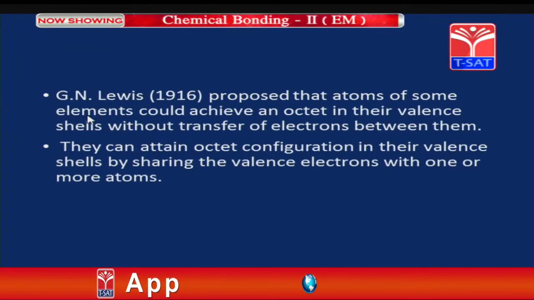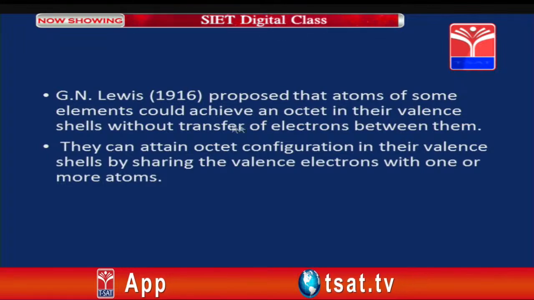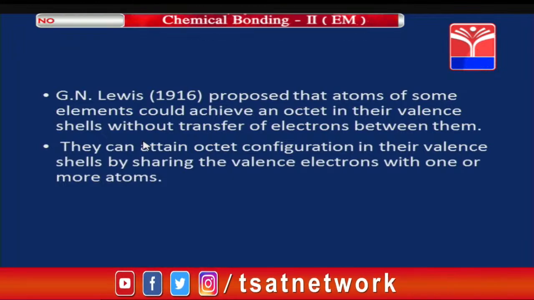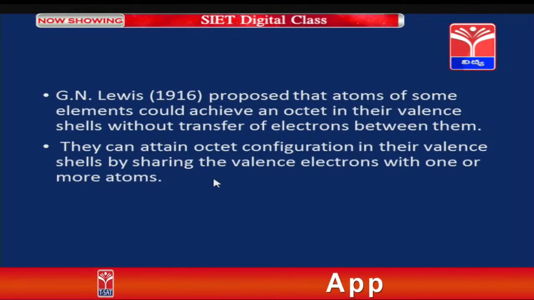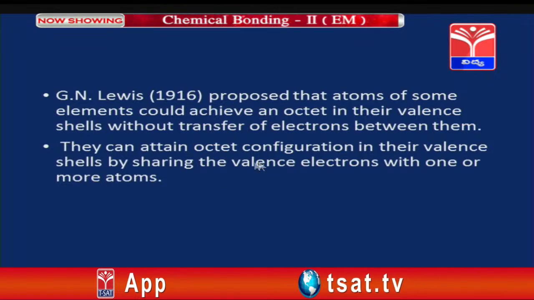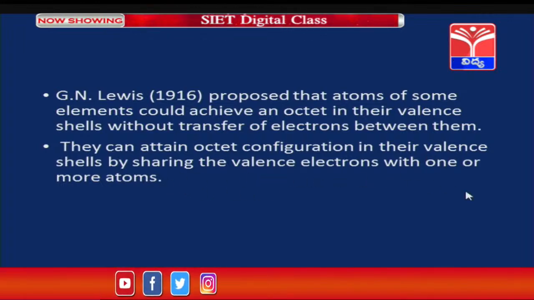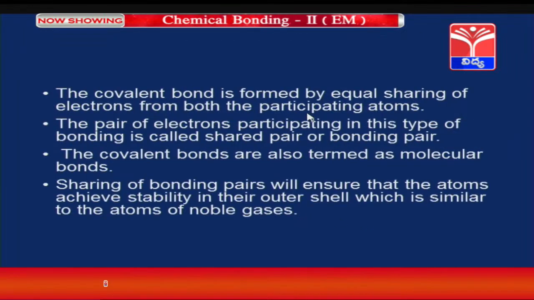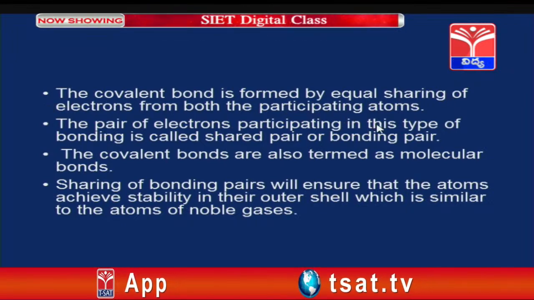So, children, after the electrovalent bond, that is the ionic bond, G. N. Lewis proposed that atoms of some elements could achieve an octet in their valence shell without transferring electrons between them. So, they need not transfer the electron from one atom to another atom. This is mostly possible in non-metals. They can attain octet configuration in their valence shell by sharing the valence electrons with one or more atoms. Let us see some examples. The covalent bond is formed by equal sharing of electrons from both the participating atoms.